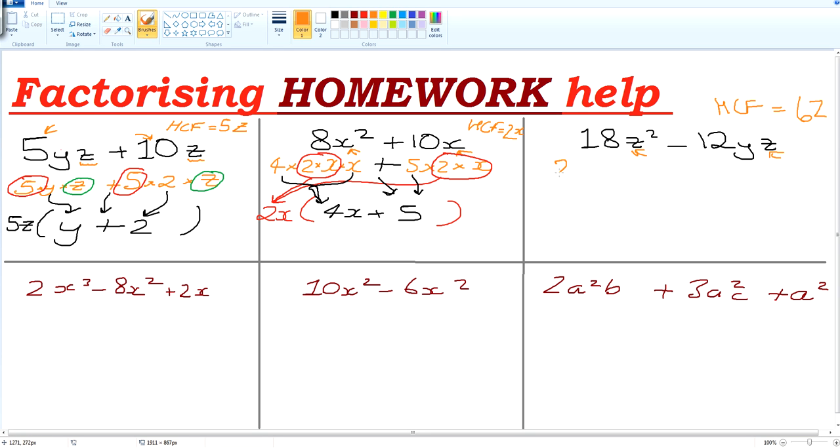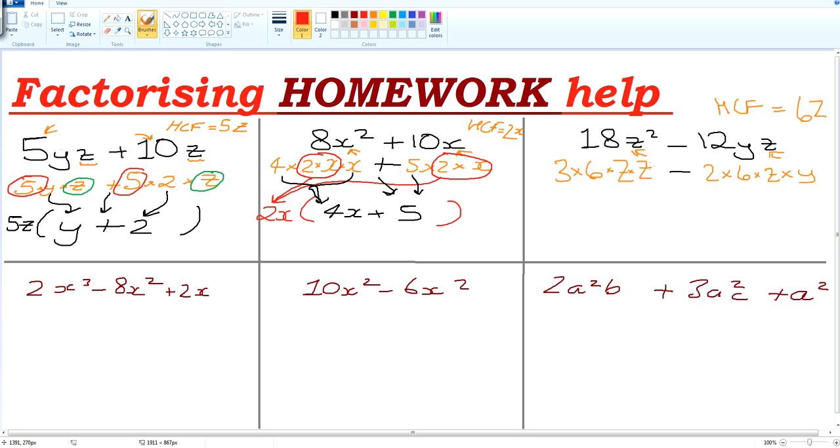So we can split up 18 into 3 times by 6 times by z times by z. Put the minus back in. And then we can move on to 12 is equal to 2 times by 6 times by, we can put the z first if you like, and then put the y afterwards. That doesn't matter. In mathematics, when you've got a product, you can change the order around to make it easy for ourselves. These are z's.